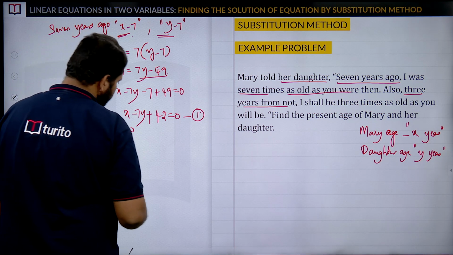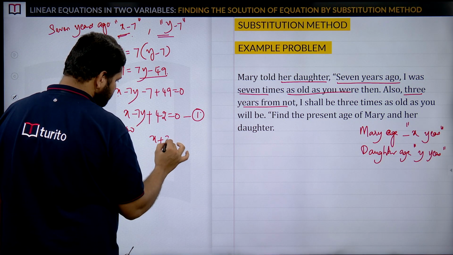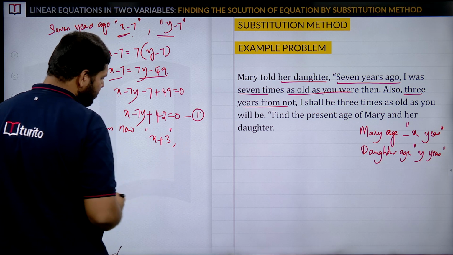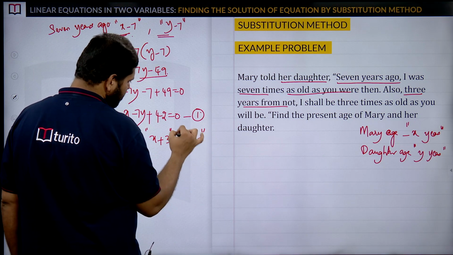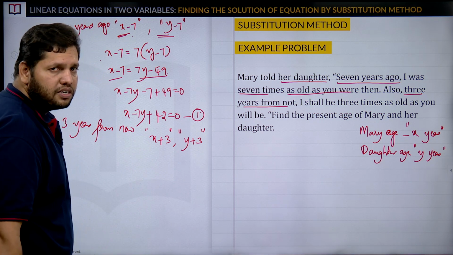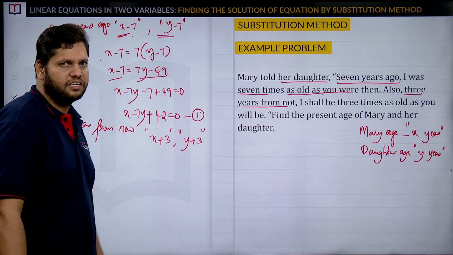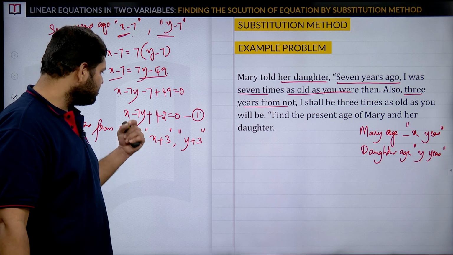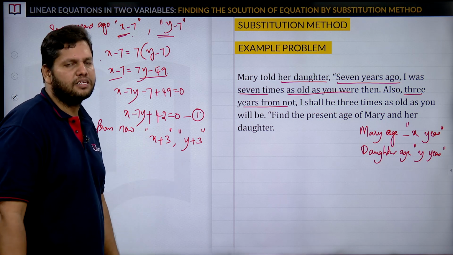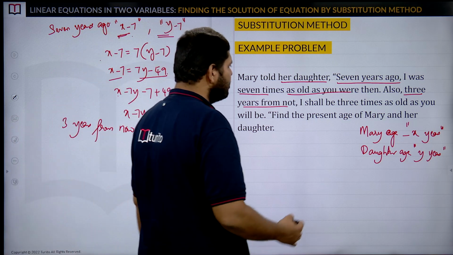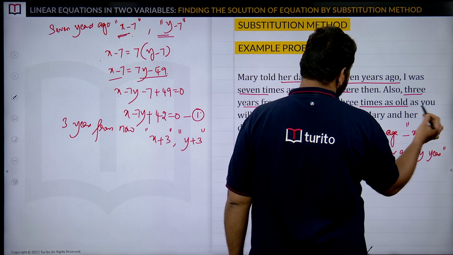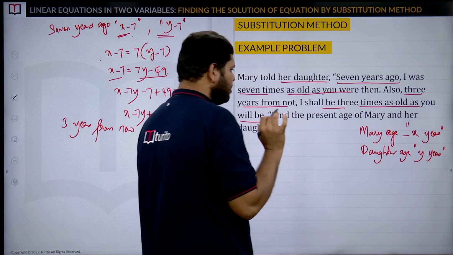3 years from now, what is the mother's age? X plus 3. And what is her daughter's age? We can say y plus 3. 3 years from now means after 3 years, isn't it? So we can say x plus 3 and y plus 3. That is 3 years from now. And what is the condition? I shall be 3 times as old as you will be.